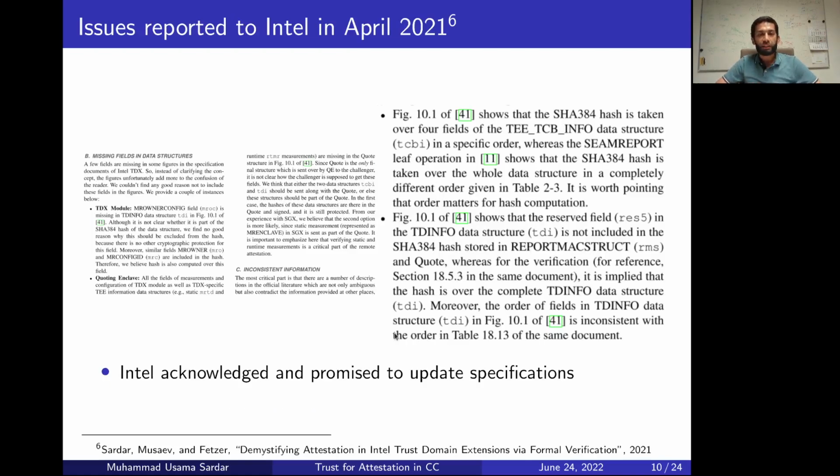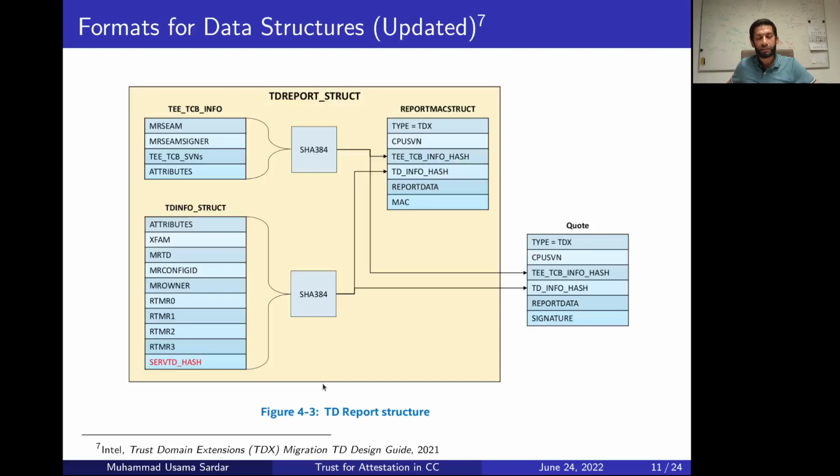We reported the issues to Intel in April 2021, and I would like to describe this just as an example. Figure 10.1 of the 41 document that I just described shows that this SHA-384 hash is taken over 4 fields of that structure in a specific order, whereas the SEAMLEAF operation in 11, another Intel specification document, shows that the hash is taken over the whole data structure in a completely different order given in this table. It is worth pointing out that the order matters for hash computation. So it's really clear that there is this contradiction, and Intel acknowledged and promised to update the specifications of all that we described in our paper. And here is what actually happened afterwards.